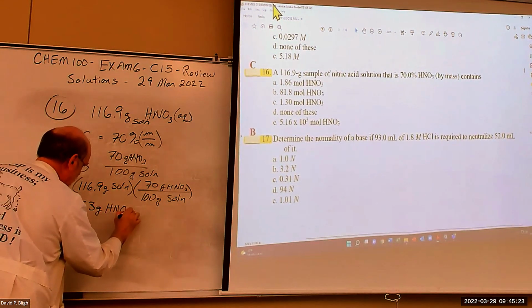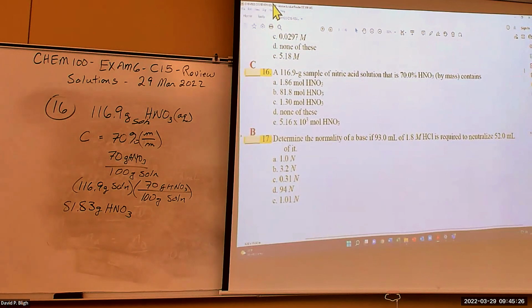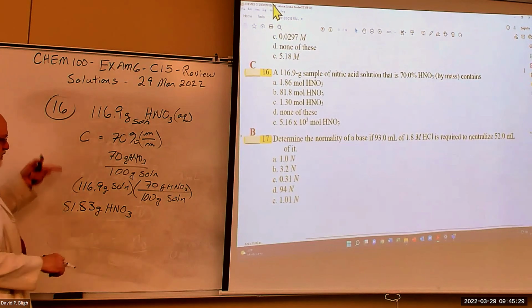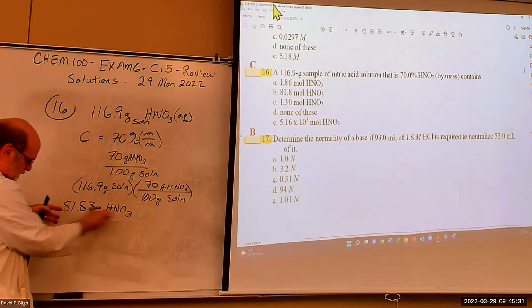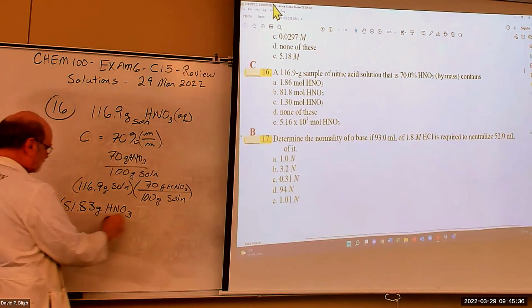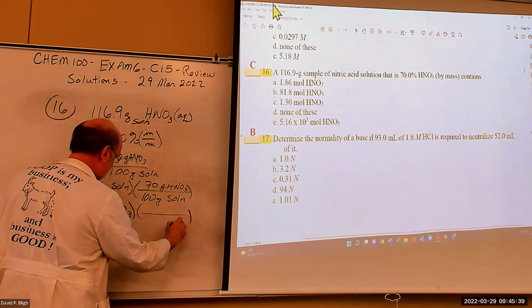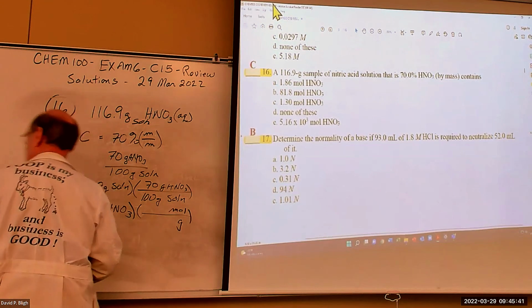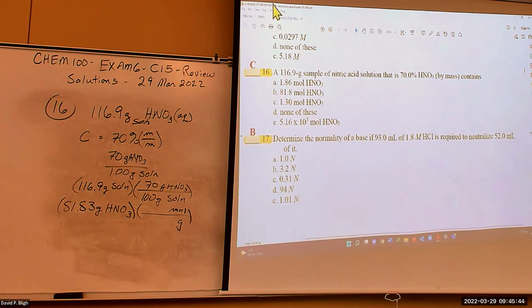Grams of hydrogen nitrate, because it's not in solution anymore. We've taken it out of solution, and this is the mass that we have. Then we convert that to moles. Grams to moles, we need a molar mass for HNO3. Well, I know hydrogen is 1.01. Nitrogen is 14.01. 3 times 16 is 48. Total 63.02.